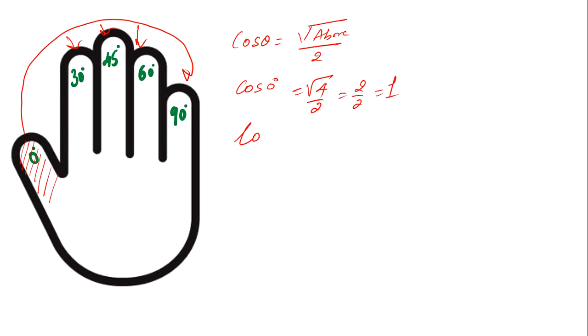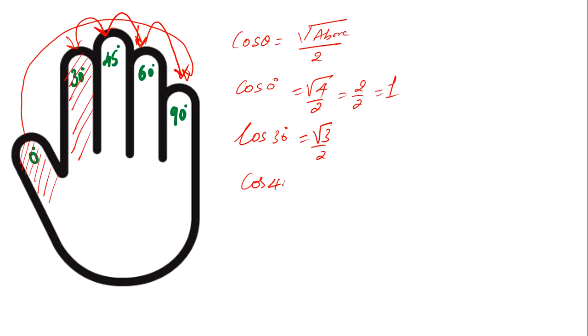Let's check for cos 30 degree. 30 degree represents the pointer finger. So above the closed pointer finger, how many fingers we have? Middle finger, ring finger and little finger. So it is 3. Root 3 by 2. So cos 30 degree is root 3 by 2.